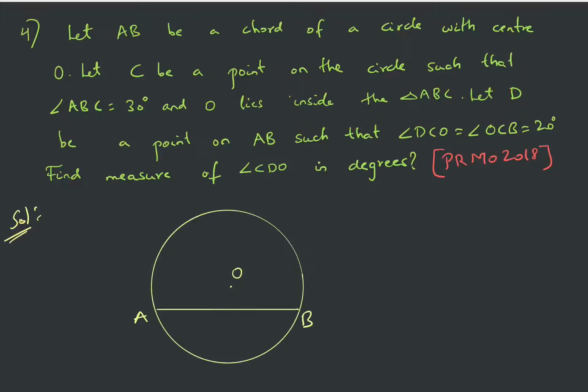So C will be somewhere here such that this angle is 30. Fine. Next, it is given that D is a point on AB such that angle DCO is equal to angle OCB is equal to 20. So if I join OC, this is 20, and then if I draw 20, then this is D. Okay, so this is the figure, and you need to find angle CDO. This is the angle which you need to find.